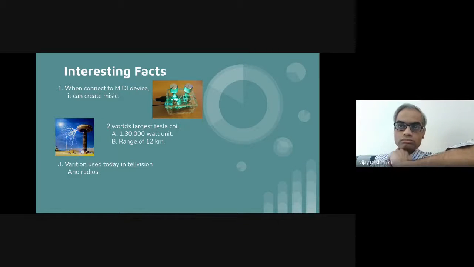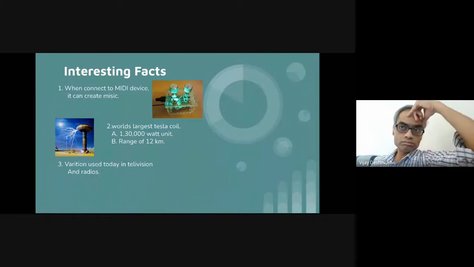Interesting facts about the Tesla coil. We can connect it to a MIDI device. It can create music. MIDI is software by which we can amplify sound as a property of resonating. It can amplify, and by the sound we can get interesting sound.